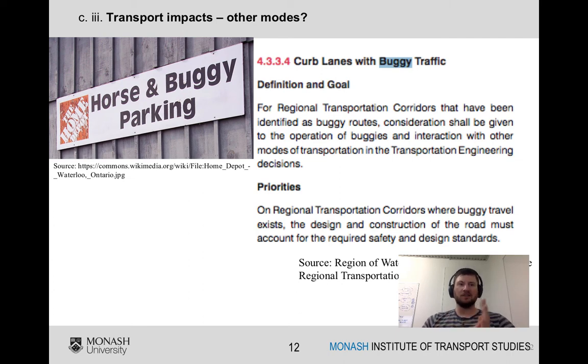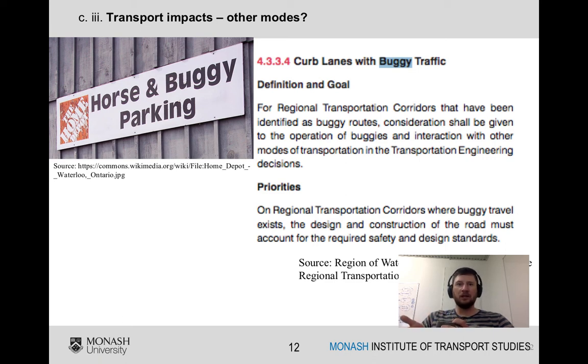Here we are in the western area of Ontario. Well, not that far west actually. The city of Waterloo has a large community who use horses and buggies to get around. And so horse and buggy parking is something that you see. Allowing for horse and buggy parking is something that you would have to do under the zoning bylaw requirements.